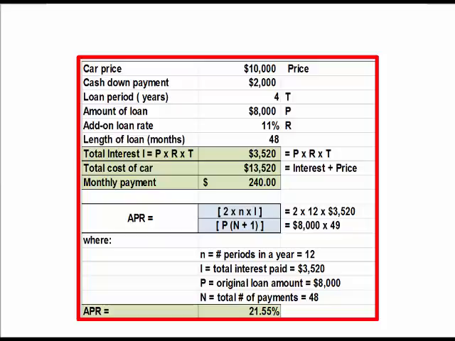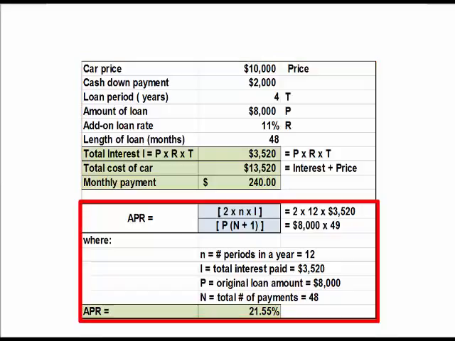The total interest paid is P times R times T. The amount of the loan, P, is $8,000. The rate is 11%, and T is 4 years. Total interest, $3,520. The total cost of the car is interest plus the price, $10,000 plus $3,520, or $13,520. His monthly payment is going to be $240.